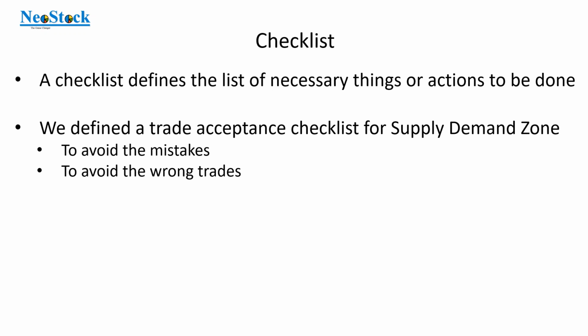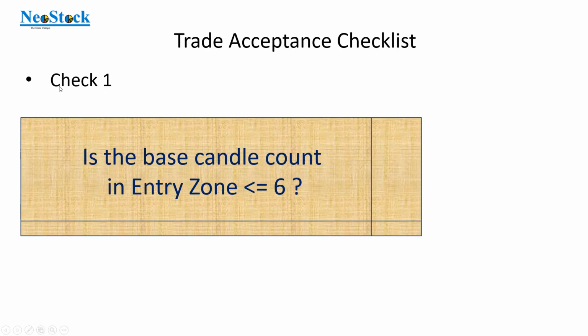So that means for each trade you are going to plan, first you will confirm these 8 necessary checklist items. Let us look into those items one by one. The first checklist item, short name I am calling as check 1, but actually it is checklist item 1. What is the first checklist item saying? Is the base candle count in entry zone less than or equal to 6? To accept a trade, the base candle count should be less than or equal to 6 for your entry zone.